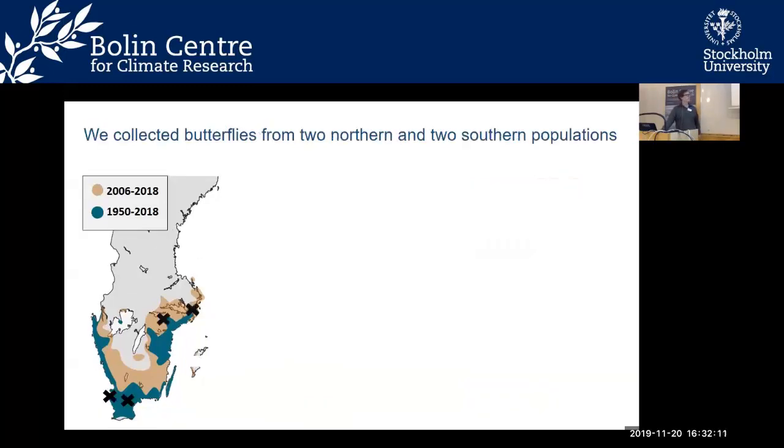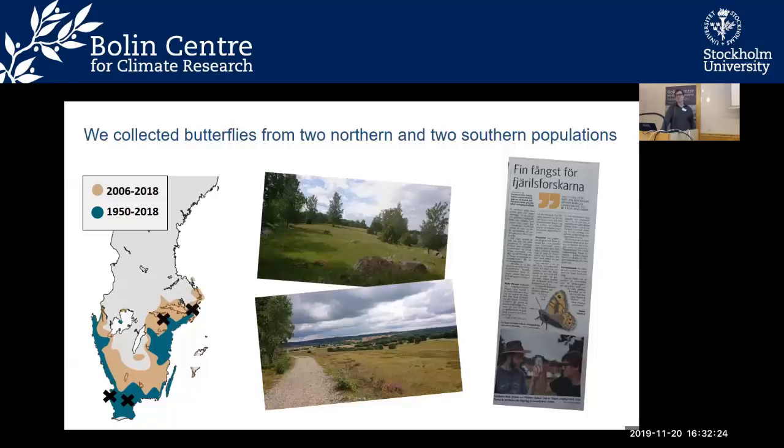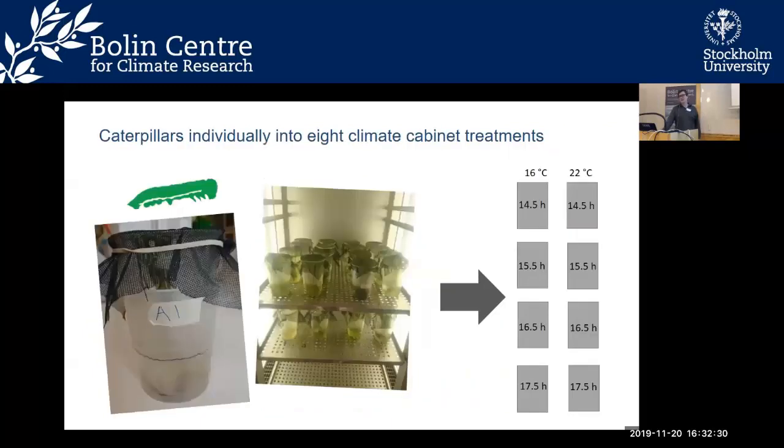So what we did, we identified two populations close to a northern range margin and two in the core range, which we're going to compare. We went out in the field, collected butterflies, and got famous in Skåne for running around with nets close to old castles. Then we took the offspring of these field-collected butterflies, had them in small cups on their food plants, and put them in climate cabinets where we could control temperature and day length. We had eight treatments, two temperatures and four day lengths, and we looked at whether they enter diapause or develop into adults.